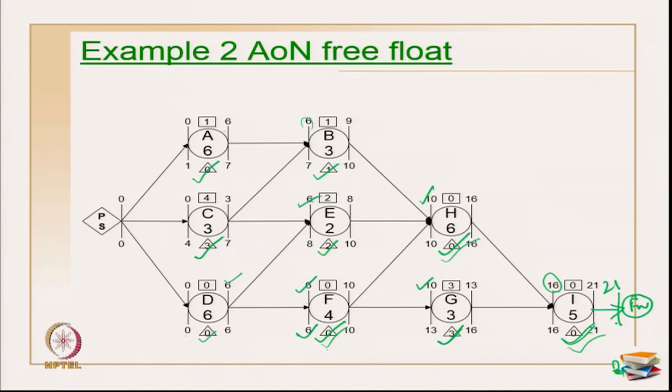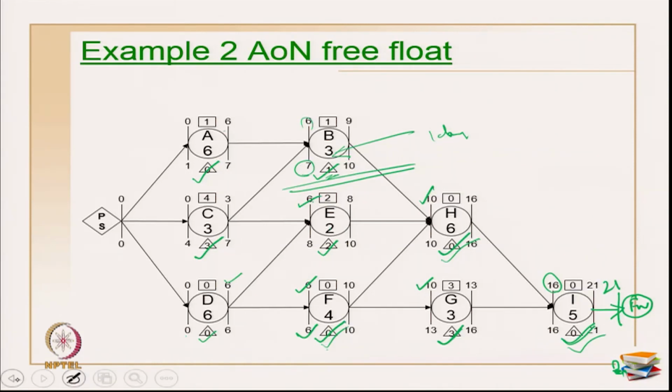Okay. Now, what is the meaning of the free float, that I will explain here. Let us assume I am taking activity B. This means I have a 3-day duration for activity B. This free float of 1 means I can delay activity B by 1 day and nothing will happen to the delay in the critical path. That is the meaning of the free float.